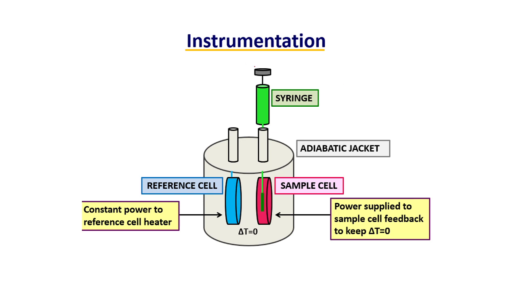Now, what do we have in this ITC? We first of all have a syringe, and this gray colored thing is your adiabatic jacket. Then you have the sample cell and the reference cell. The reference cell is for providing constant power to the reference cell heater, where your del T remains 0. That's why it's an adiabatic jacket, where the change in temperature remains 0. The power supplied to the sample cell feedback is important to keep delta T equal to 0. So this is the entire instrument structure of your ITC.